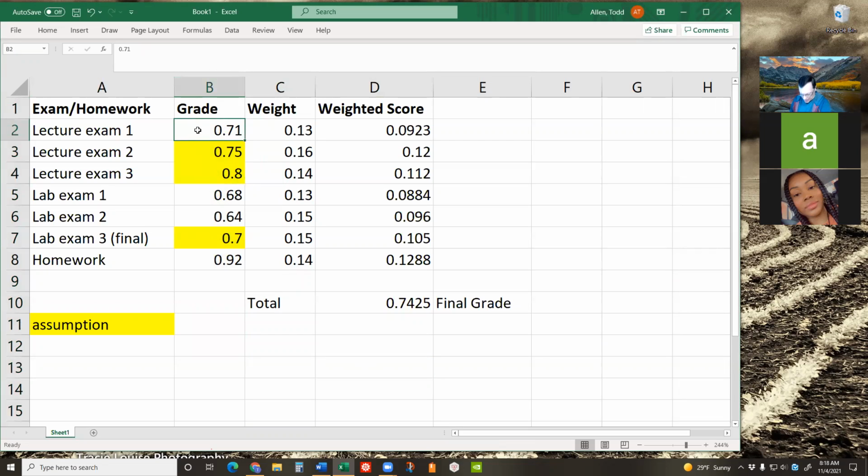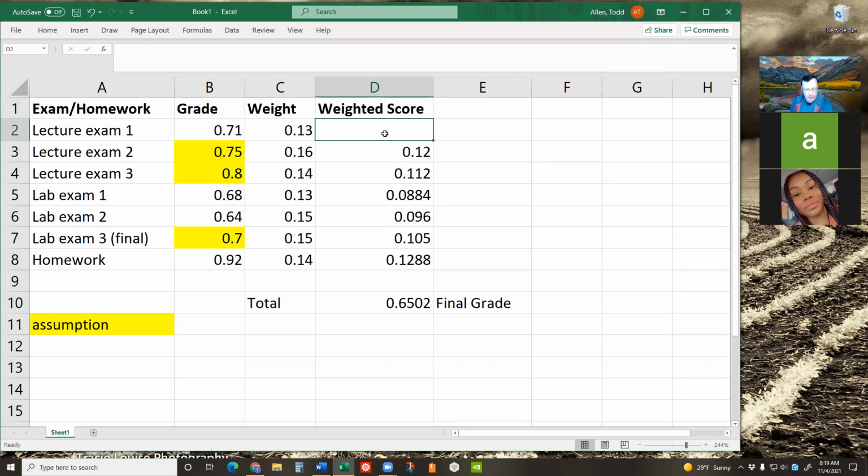So for the grade, I put in 0.71. For the weight, I put in 0.13. I manually type those in. And then for the next column, what you're going to do is hit the equal sign. If you're in cell D2 like I am, you're going to select that cell. So I select it with my cursor, with my mouse.